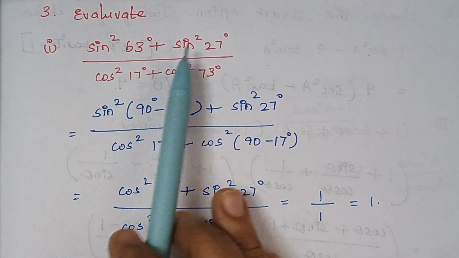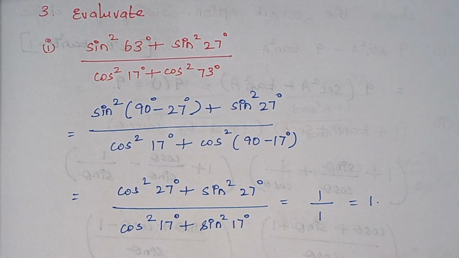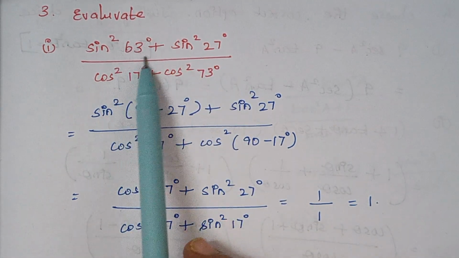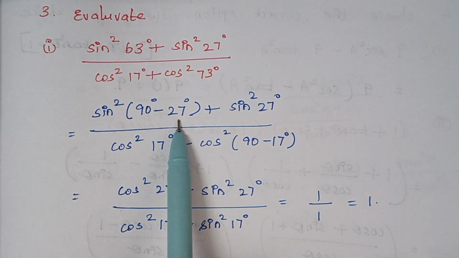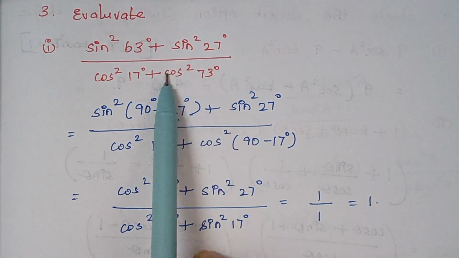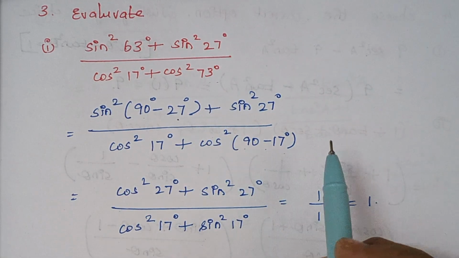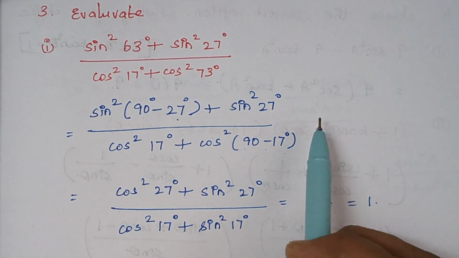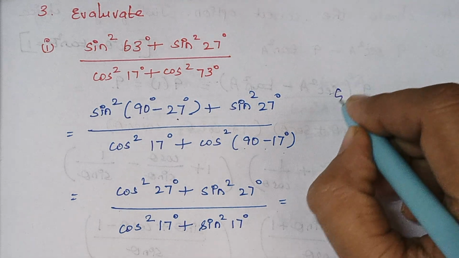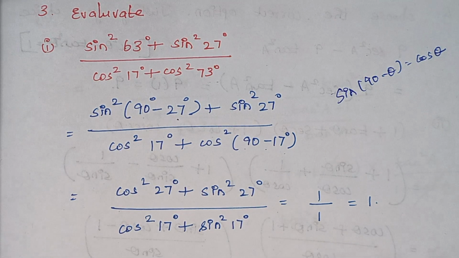Sin square 63 plus sin square 27 divided by cos square 17 plus cos square 73. Here I am writing this 63 degrees as 90 minus 27, and similarly in the denominator, cos square 73, this 73 is written as 90 minus 17. Why are we converting like this? You see, sin 90 minus theta is nothing but cos theta.